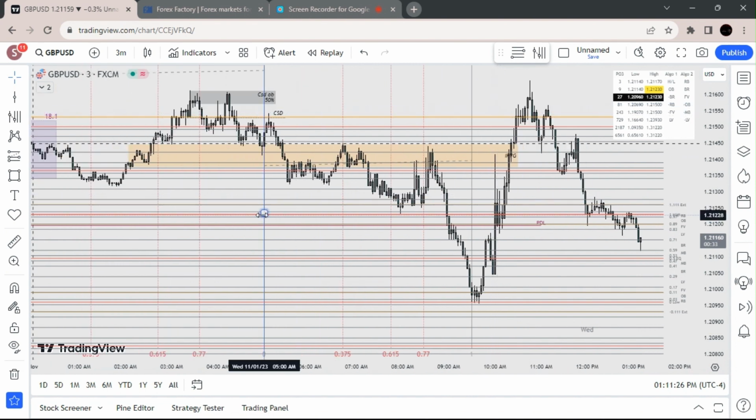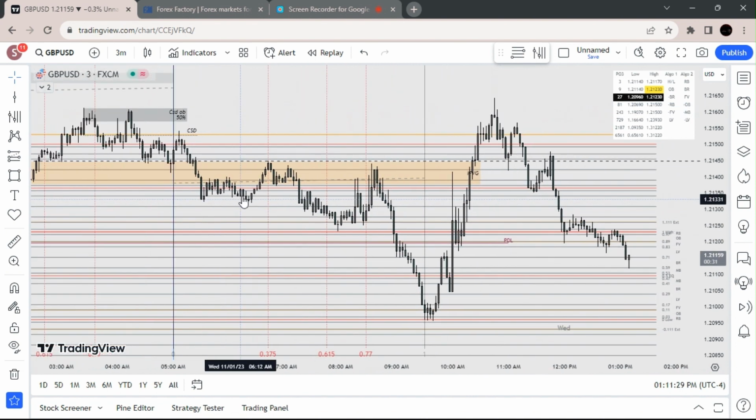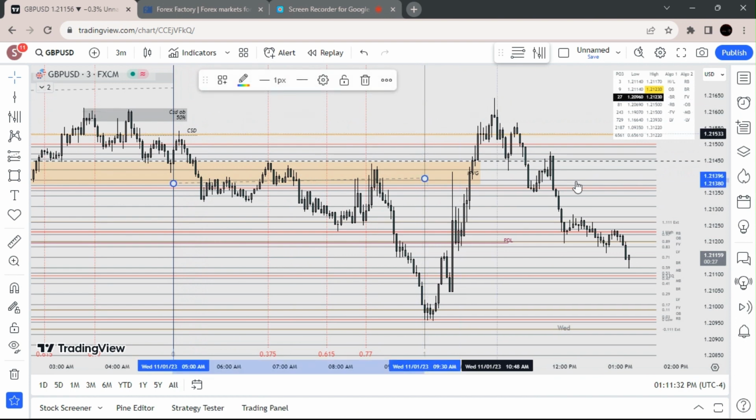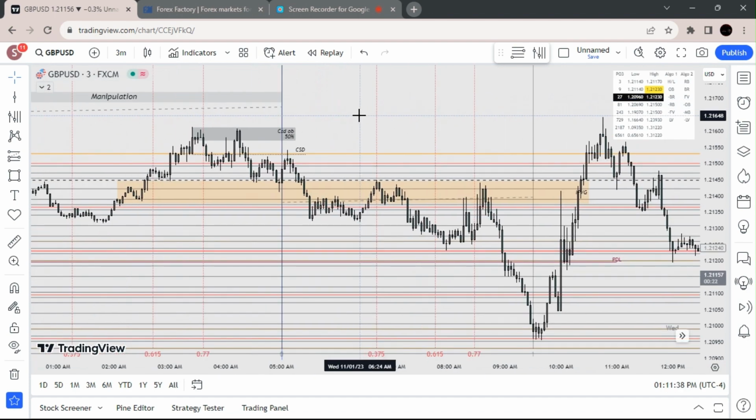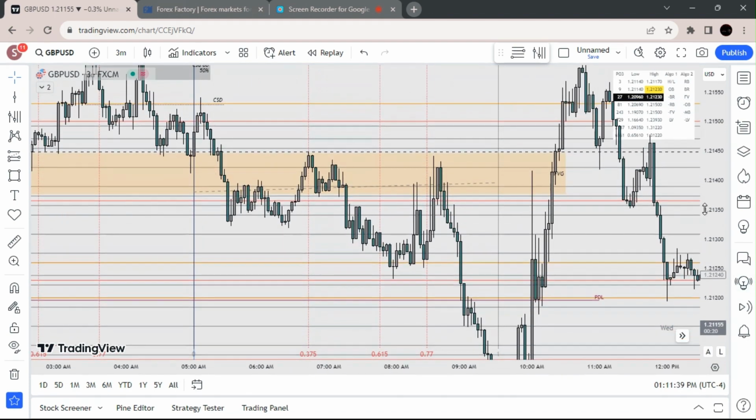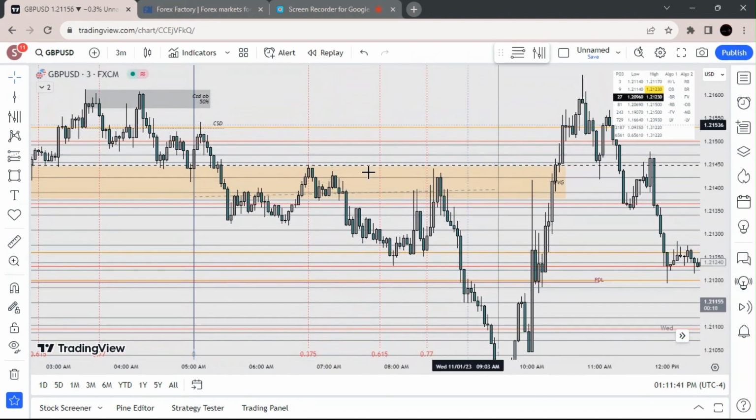And as you see right here, it provided a reversal perfectly right after that 9:30 got hit. It provided a reversal. So that's why you want to mark out your fib time from 5 a.m. to 9:30, and then again from 9:30 until the end of distribution, which is 2 p.m.